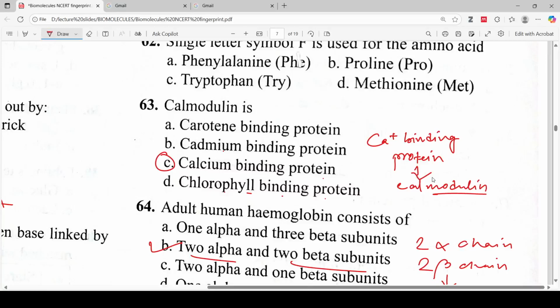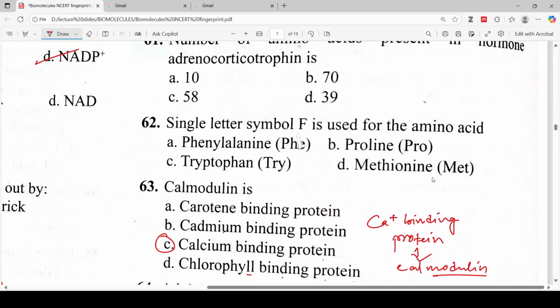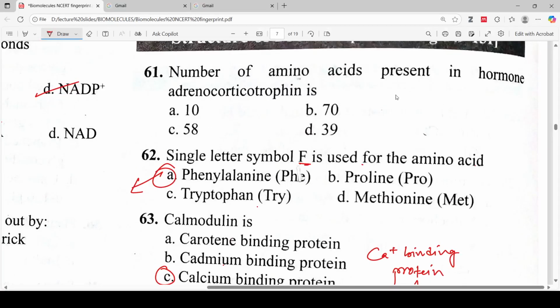So next question. Single letter symbol F is used for amino acid phenylalanine, proline, tryptophan, and methionine. So single letter symbol F. So for this question, the correct answer will be phenylalanine.